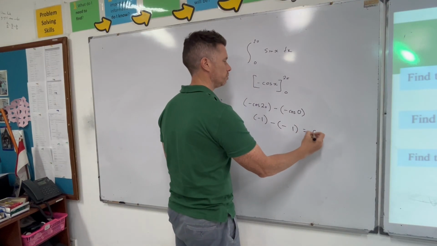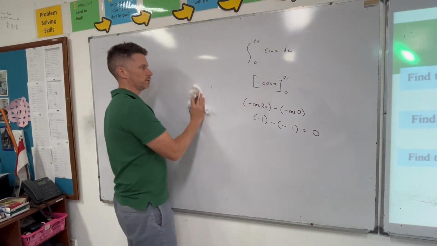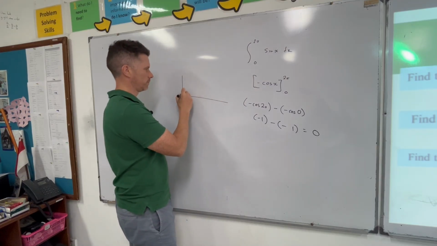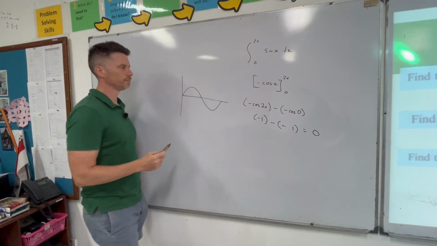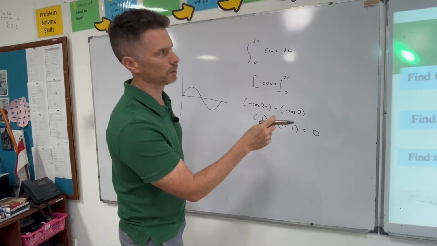Oh, that's cool. There's no area under this curve. Well, it's not a circle, it's a sine graph. Can they cancel out? I thought it was a circle. Yeah, I actually didn't know that. All right, well, let's do the other one.